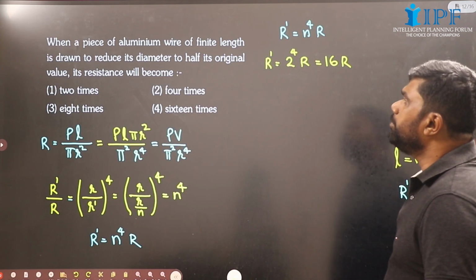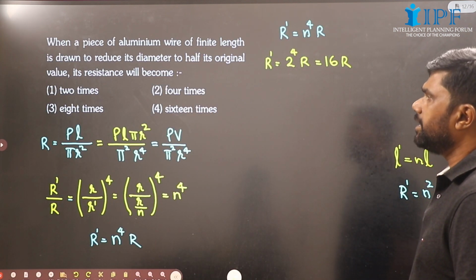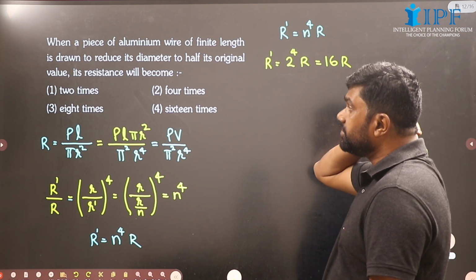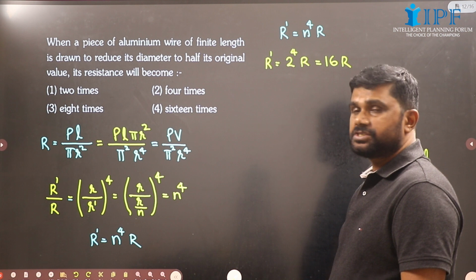When a piece of aluminum wire of finite length is drawn to reduce its diameter to half its original value, the resistance will become?